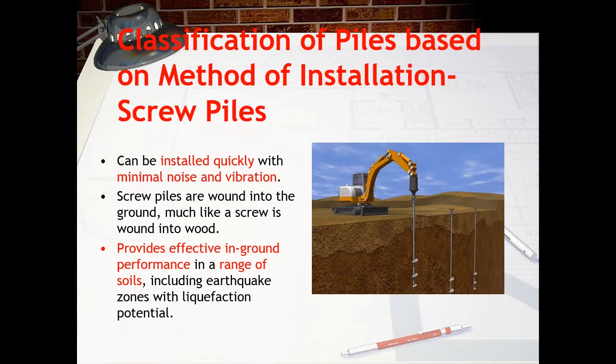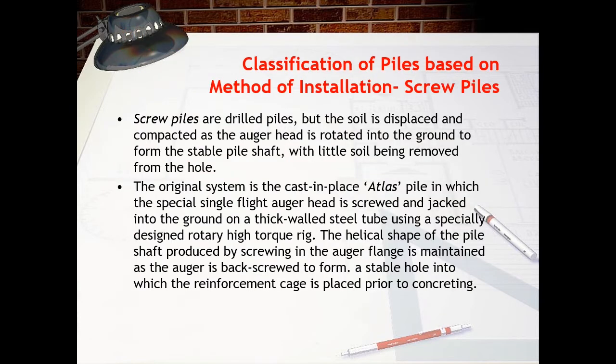The fourth type of classification of pile based on the method of installation is screw piles. It can be installed quickly with a minimal noise and vibration. The screw piles are wound into the ground, much like screw is wound into wood. It provides effective in-ground performance in range of soil, including earthquake zone and liquefaction potential.